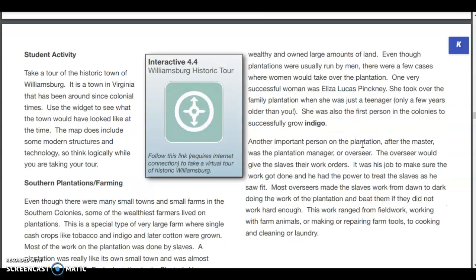Another important person on the plantation, after the master, was the plantation manager, or overseer. The overseer would give the slaves their work orders. It was his job to make sure the work got done, and he had the power to treat the slaves as he saw fit. Most overseers made the slaves work from dawn to dark, doing the work of the plantation, and beat them if they did not work hard enough. This work ranged from field work, working with farm animals, or making or repairing farm tools, to cooking and cleaning or laundry.